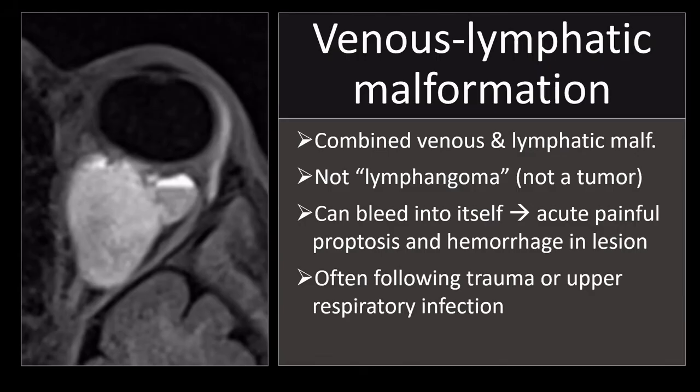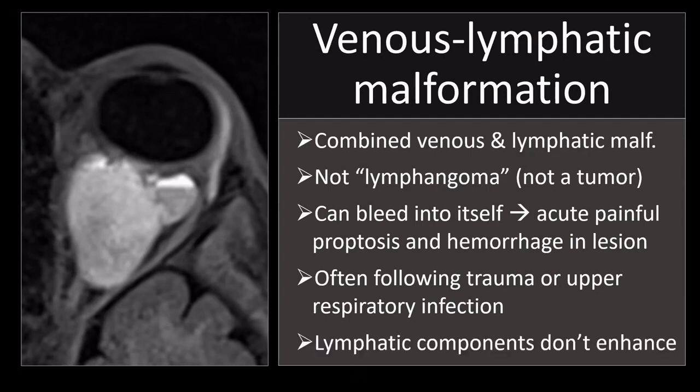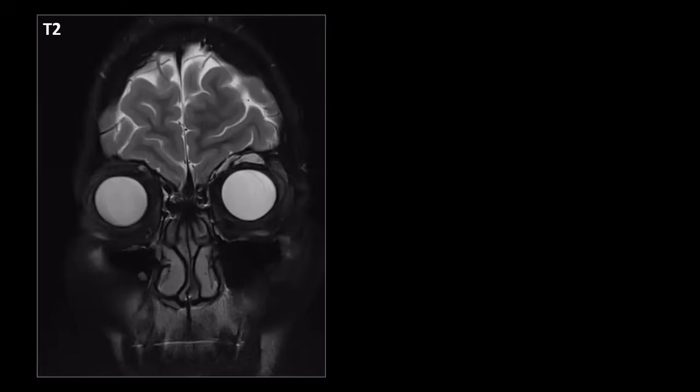And they can also become symptomatic following trauma or an upper respiratory tract infection, probably due to repeated Valsalva maneuvers when you are coughing. On imaging, they are T2 hyperintense because these channels are filled with lymph, a watery substance, or venous blood, which is also watery. And the venous components will enhance, but the lymphatic components will not enhance.